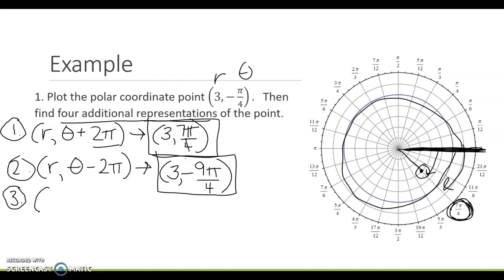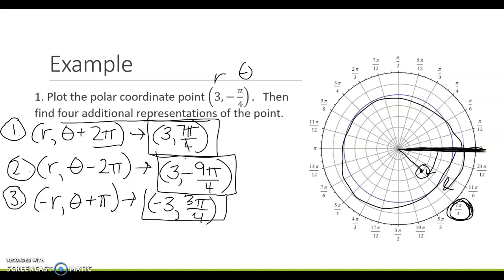This time I'm going to negate my r value. So negative r, theta plus pi. So I'm going to negate it, negative 3. And then if I take negative pi over 4 and add pi to it, I get 3 pi over 4. So let's talk for a second about what that means. 3 pi over 4, that's right here, up here. The negative 3 means instead of going towards 3 pi over 4, I went 3 circles away from 3 pi over 4. So 3 circles backwards away from 3 pi over 4. That's what a negative r value is.